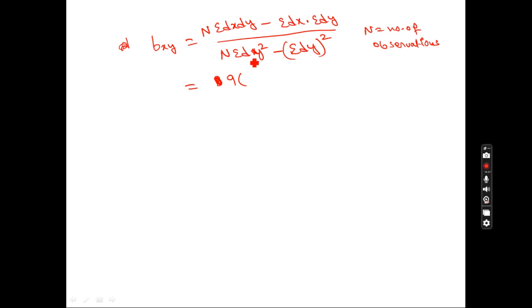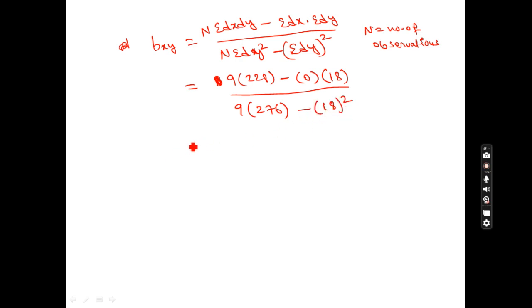So summation dx dy total, I already did the total, so you are getting 228. Okay, 228, this is minus dx total, I'm getting 0, and dy total, I noted all those values, so they are written by writing these values. After copying these values, 9 into dy square total, I'm getting 276. Next dy is nothing but 18 square. So after that 9 into 228, you multiply, take the calculator and do this value, you'll get 2052 minus 0 into 18, 0. Any number if you multiply with 0, you'll get answer 0.